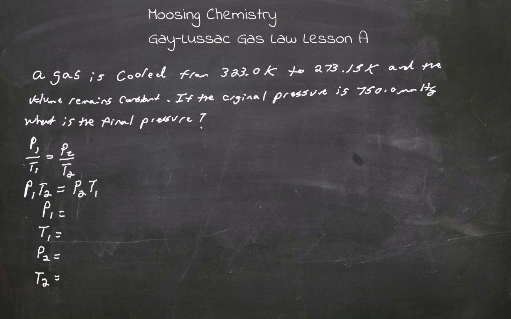The first temperature is 323 K. It's going to cool down to its second temperature, which is 273.15 K. Putting this into this little chart is the hardest thing because you have to learn how to read the problem. The original pressure is 750 millimeters of mercury. Do we have to change that to atmospheres? No. But if the temperature is in Celsius, we definitely have to change that to Kelvin. What is the final pressure? Well, that's what we're going to look for.